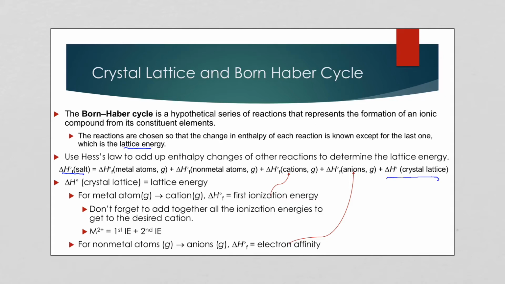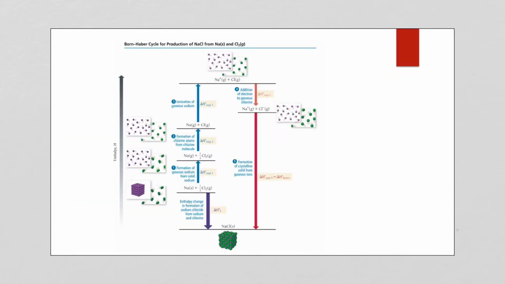So let's think about this. We're going to find a value for this number, this number, this number, and this number, and we're going to know the overall process. So our variable, our missing value, is going to be the crystal lattice energy. So this is the approach we're going to use. So we can diagram this.